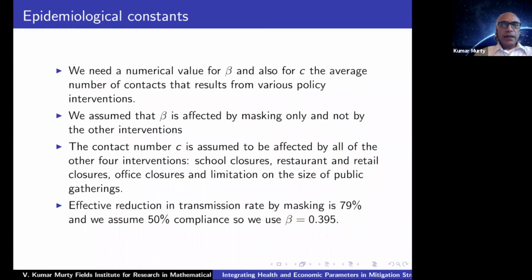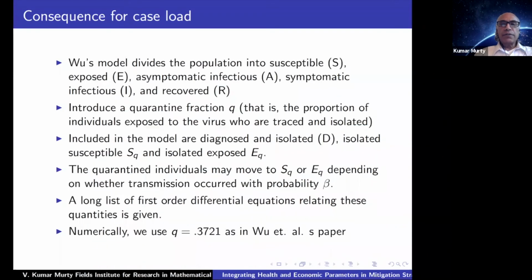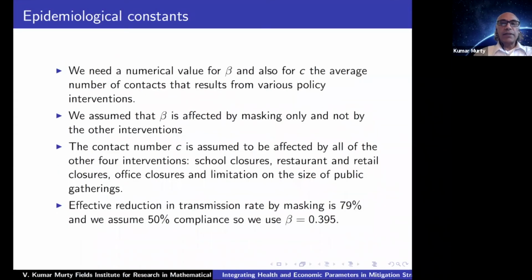We need a numerical value for beta, the transmission probability, and for the average number of contacts that result from various policy interventions. We assume that of the 5 policy interventions we're looking at, beta is only affected by masking and not by the other interventions. On the other hand, the contact number is assumed to be affected by all of the other 4 interventions: school closures, restaurant and retail closures, office closures, and limitations on the size of public gatherings.